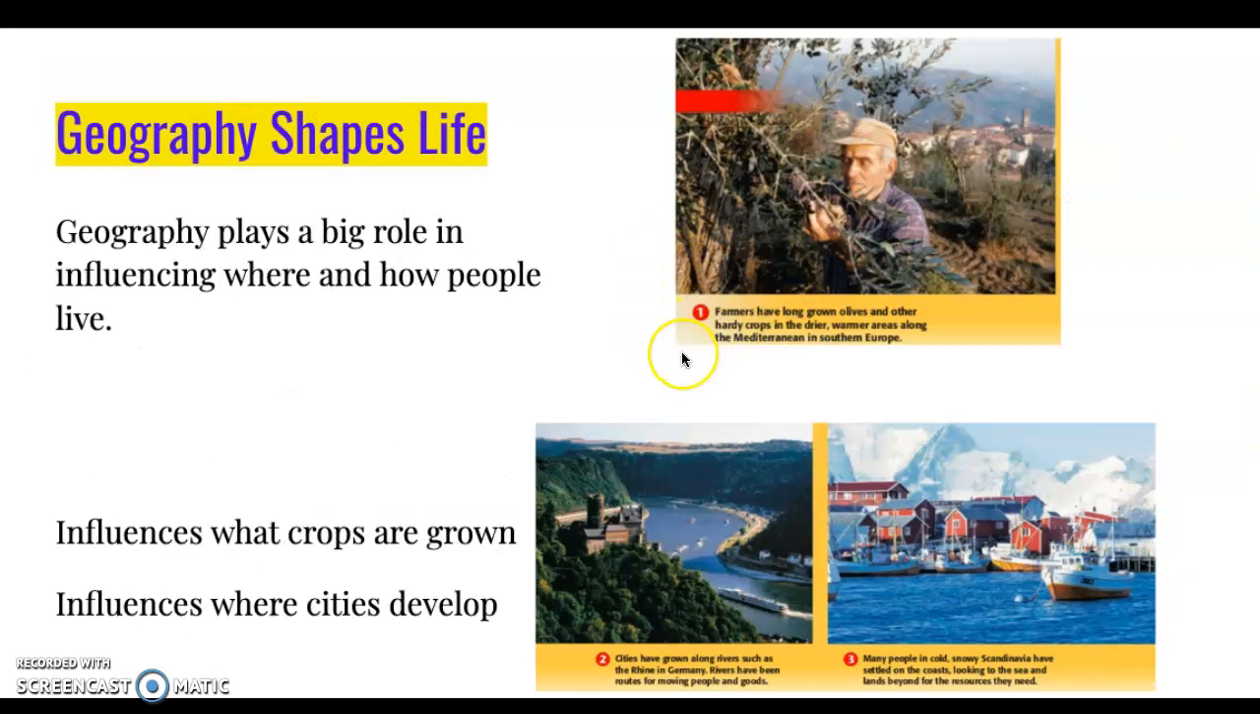All right, so geography, of course, is going to shape life. And as you can see here, it plays a big role in how you live your life. So down here in this southern area, farmers, let's say in Italy or Greece, are growing crops like olives and grapes.